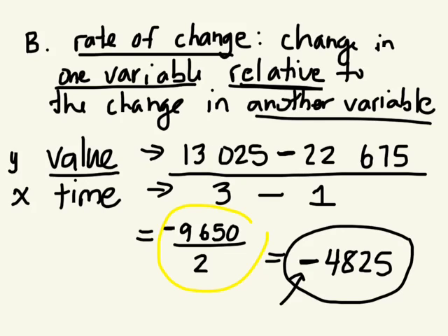Why is it a negative? Because it's decreasing. The value is decreasing. The rate at which it's changing is by a negative amount because it keeps losing money every year. So the rate is actually negative 4,825 per year, right?